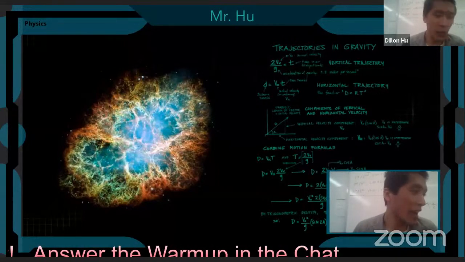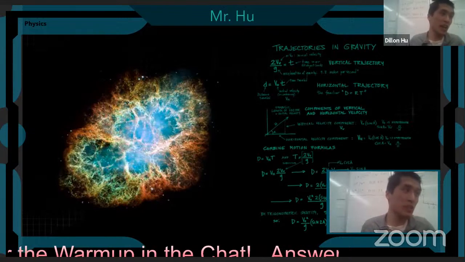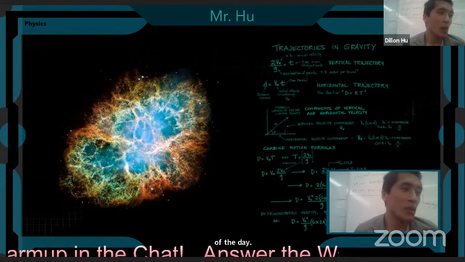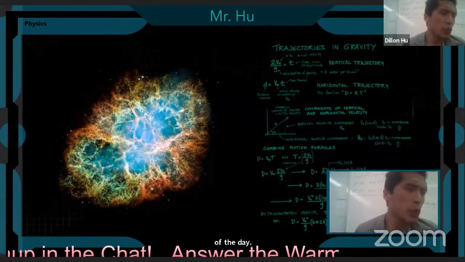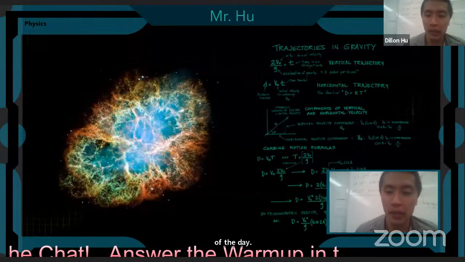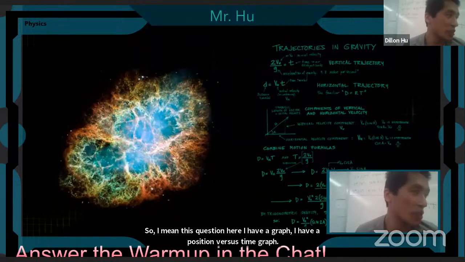In this question here, I have a position versus time graph. And in this position versus time graph, there are four sections, as you can tell, from 0 to 1, 1 to 3, 3 to about 4.5, and then 4.5 to about 6. Our goal here is to figure out what these velocities are at these four particular points in time.